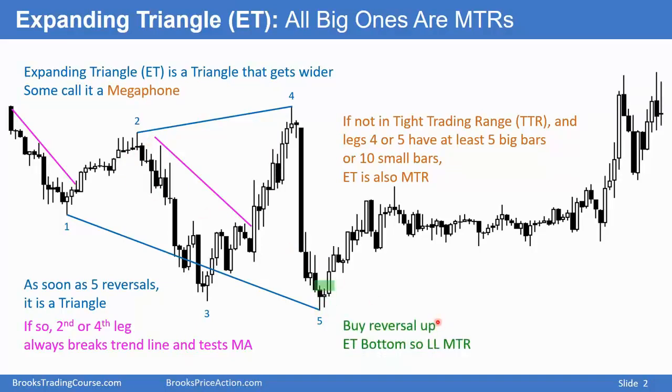Traders will look to buy the reversal up. You can call it either a lower low major trend reversal or an expanding triangle bottom. Every expanding triangle bottom is a lower low major trend reversal.